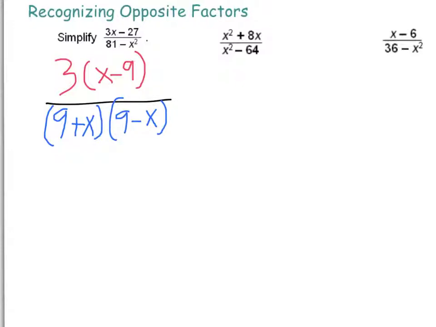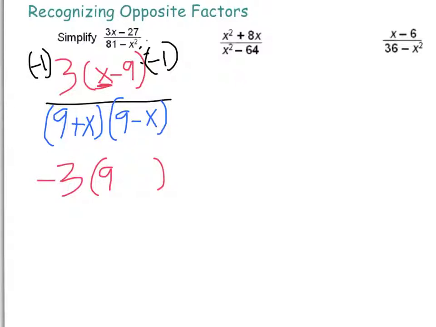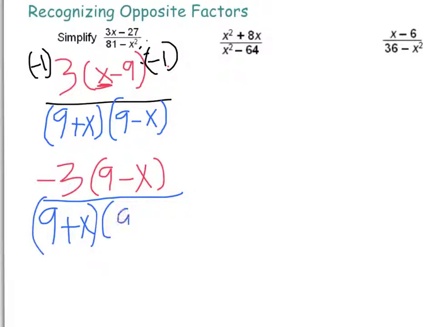So if that happens, what you can do is take out a negative 1. It doesn't matter which one you divide by negative 1. So I'm going to divide this by negative 1. And when I do that, the negative 1 will multiply to the 3 and look like this. And what's left here, the 9 will become positive, and I'm going to write it first. And the x would become negative, and I'll write it there. Now, the denominator stayed the same, so 9 plus x and 9 minus x.